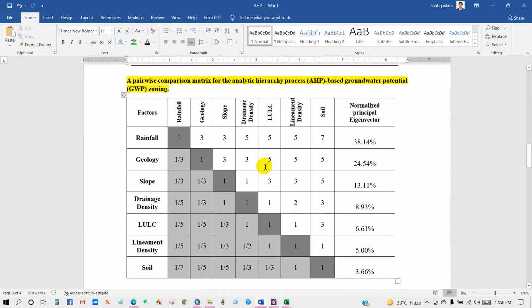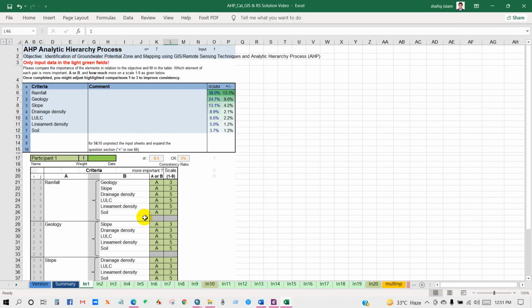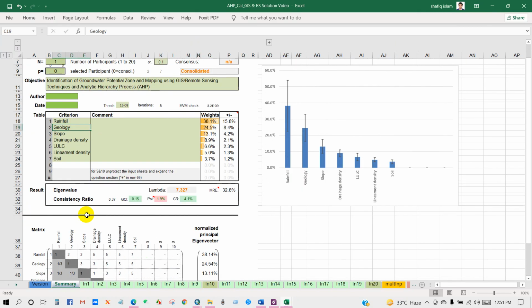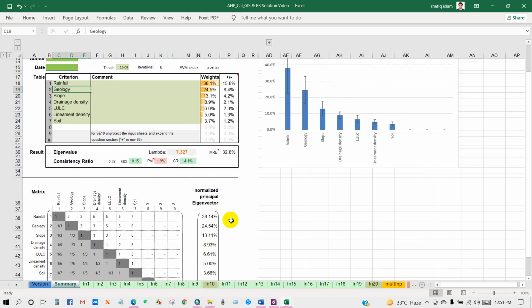And this pairwise matrix, this table, you can see here, it is automatically generated here. You can see here, this is generated and normalized principal eigenvector. So calculation has done. You can see here it is very easy and simple.